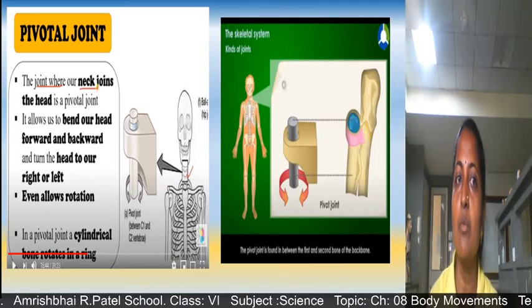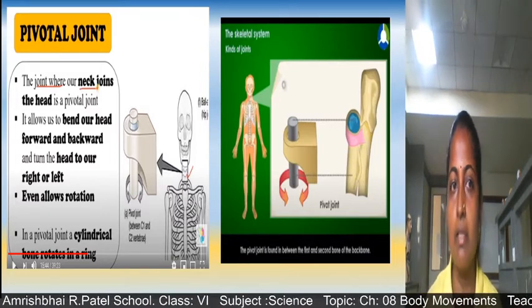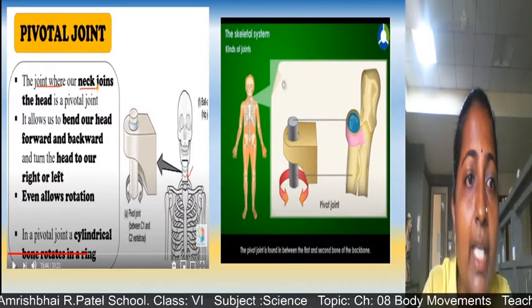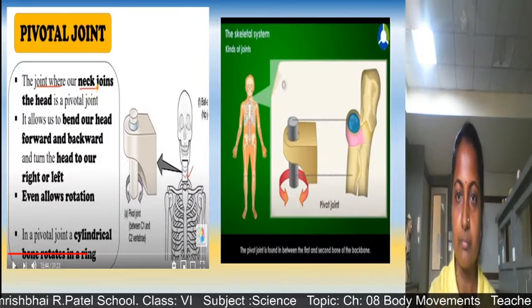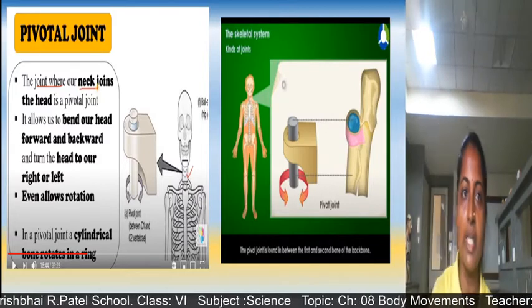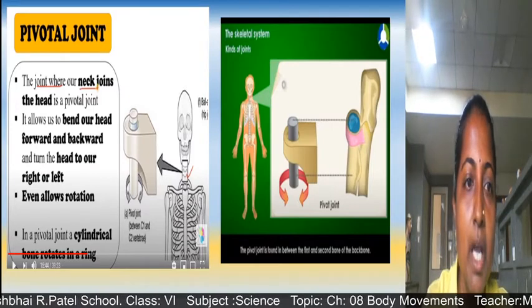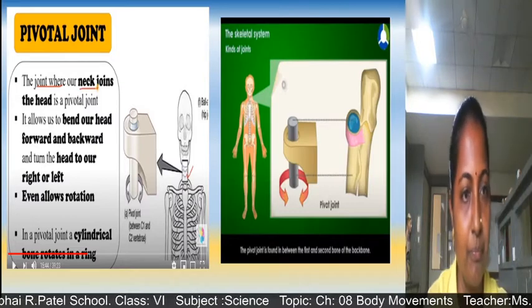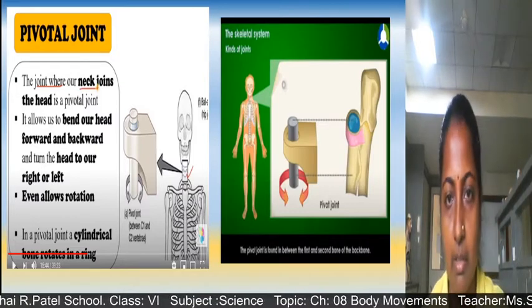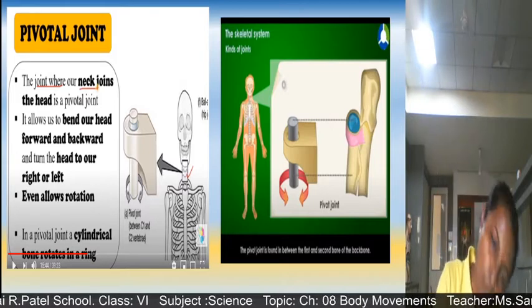After that we will see the pivotal joint. Now where is it present? The joint where our neck joins the head is a pivotal joint, at the back side. The backbone is there, no? So it allows us to bend our head forward, backward, as well as sideways, right or left. It even allows rotation also.